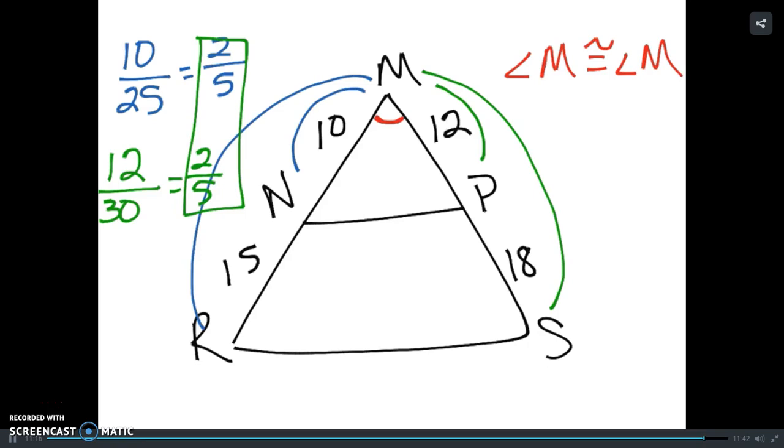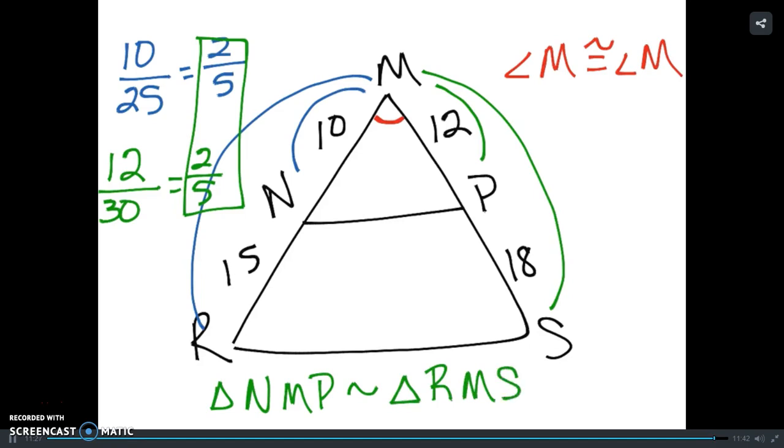And so that means that we know these two triangles are similar, right? So we'd write our similarity statement. You would say triangle NMP is similar to triangle RMS by the side-angle-side theorem.